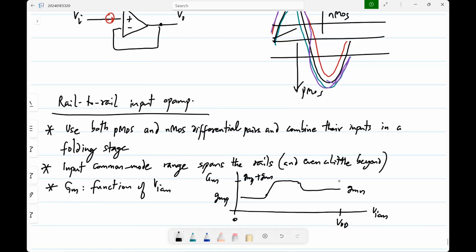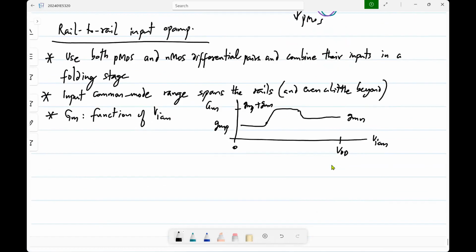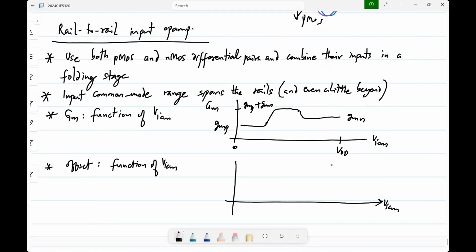If you modulate the tail current with the input common mode voltage, you can try to keep this constant. But even then, the offset problem will not go away. So the offset is also a function of the input common mode voltage. So essentially it can change in some way. This is random offset. So it will change in some way, with here it is dominated by PMOS and here you have both and here it is dominated by NMOS. Yeah.